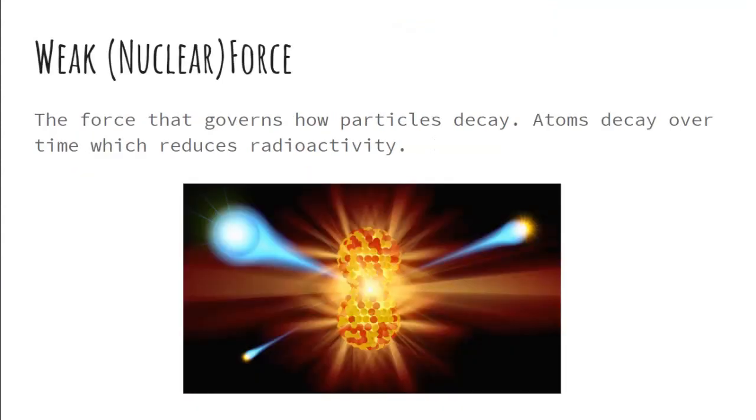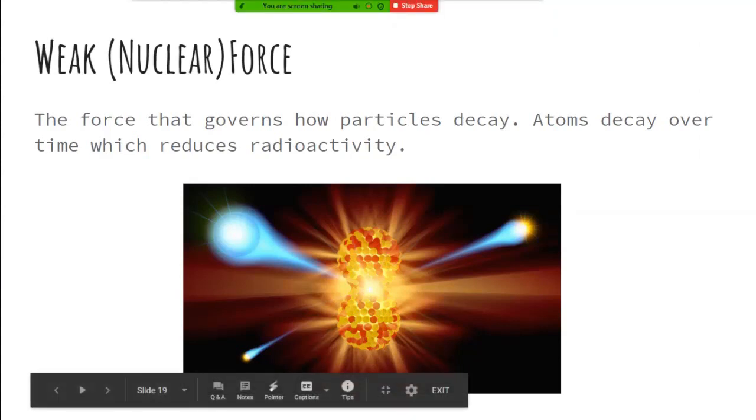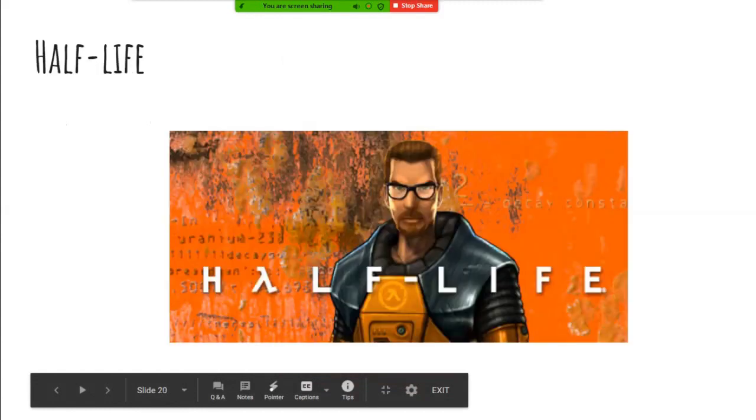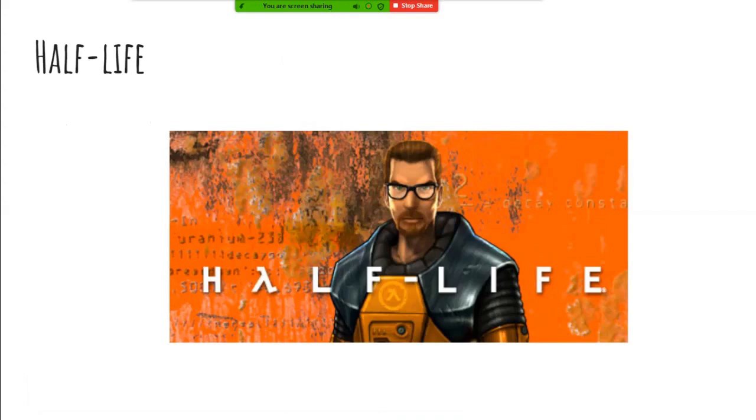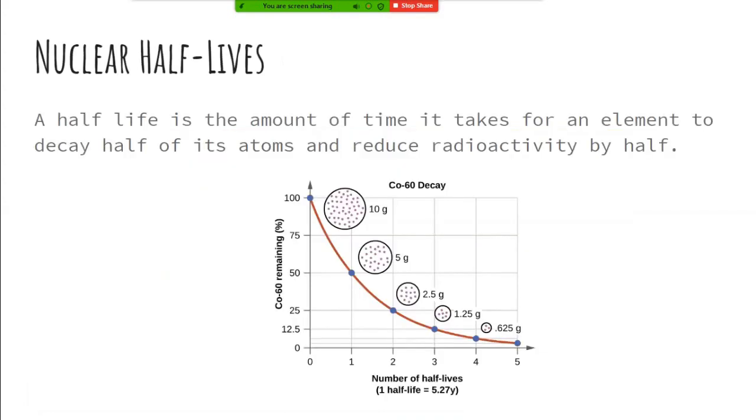So last time we talked about strong nuclear forces. Now we're going to talk about weak nuclear forces. These are forces that govern how particles decay. Atoms decay over time, which reduces their radioactivity. Like in this image here, we see a large atom that is emitting some particles. This is it decaying. So for this, we're going to talk about half-life. Actually, not the game. We're going to talk about nuclear half-lives.